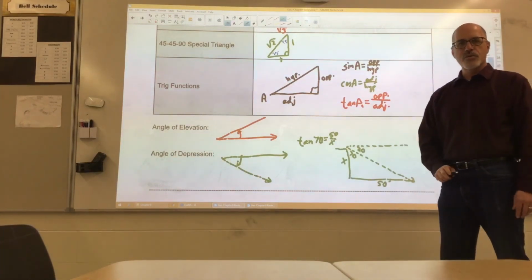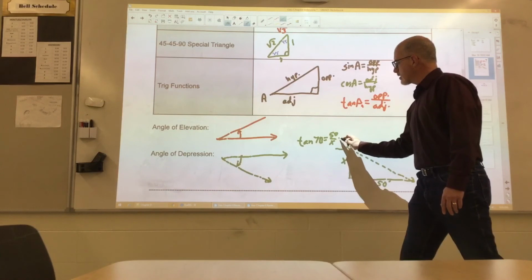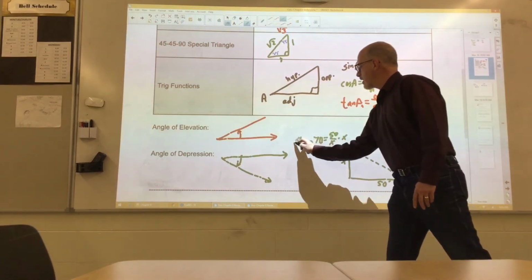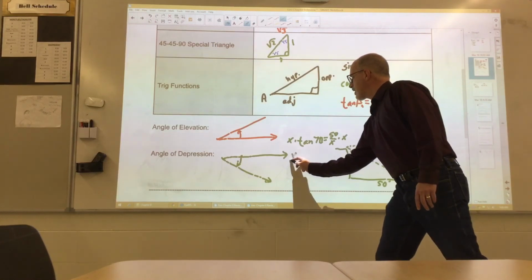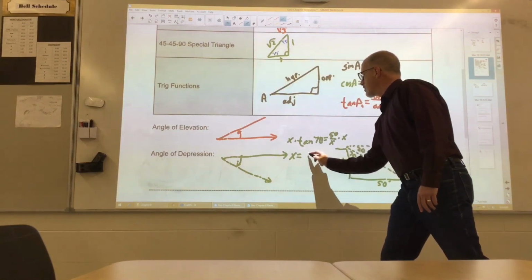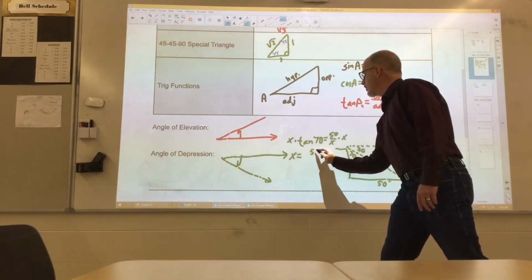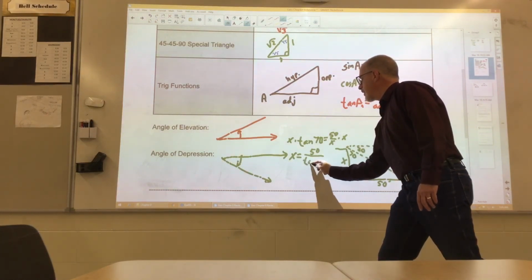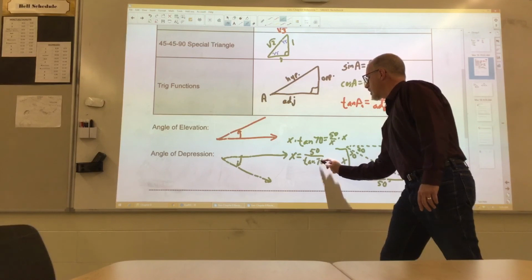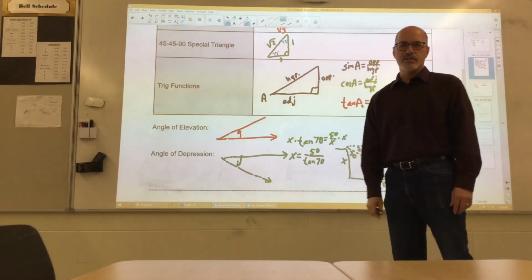And then just a reminder, you multiply by x on both sides to get that x out of the denominator. You then divide by tangent of 70 on both sides. So this would be x equals 50 over tangent of 70. And then you would do that on your calculator to figure out what that value is.